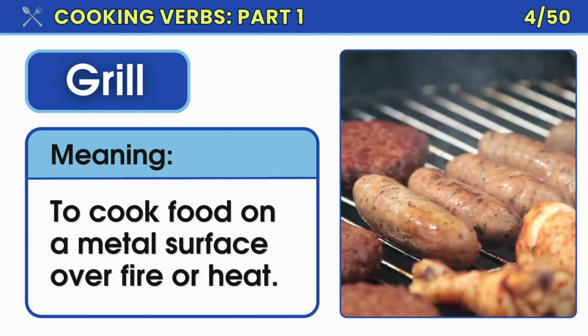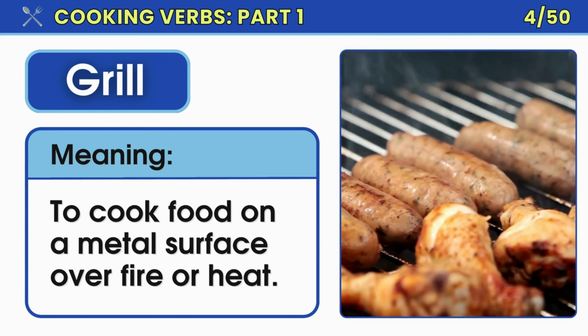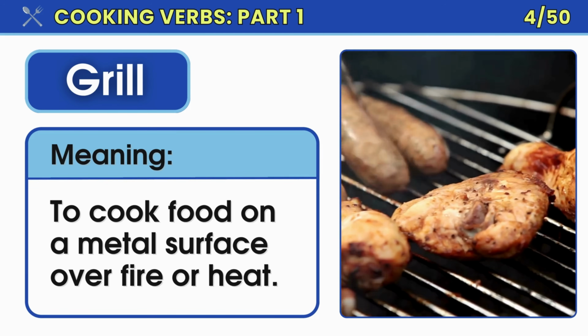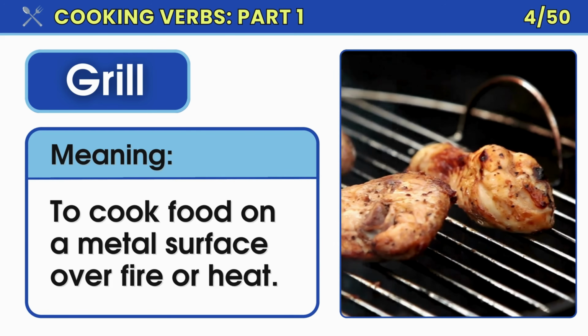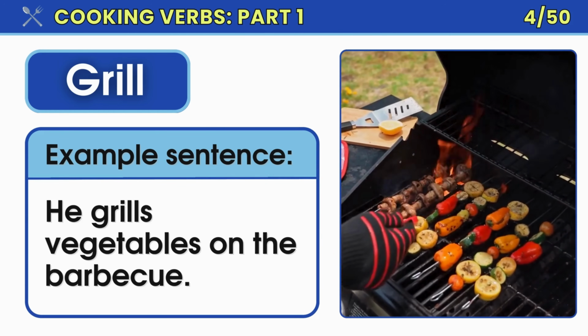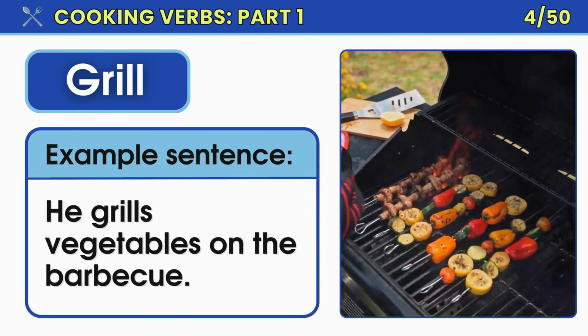To grill means to cook food on a metal surface over fire or heat. For example, he grills vegetables on the barbecue.